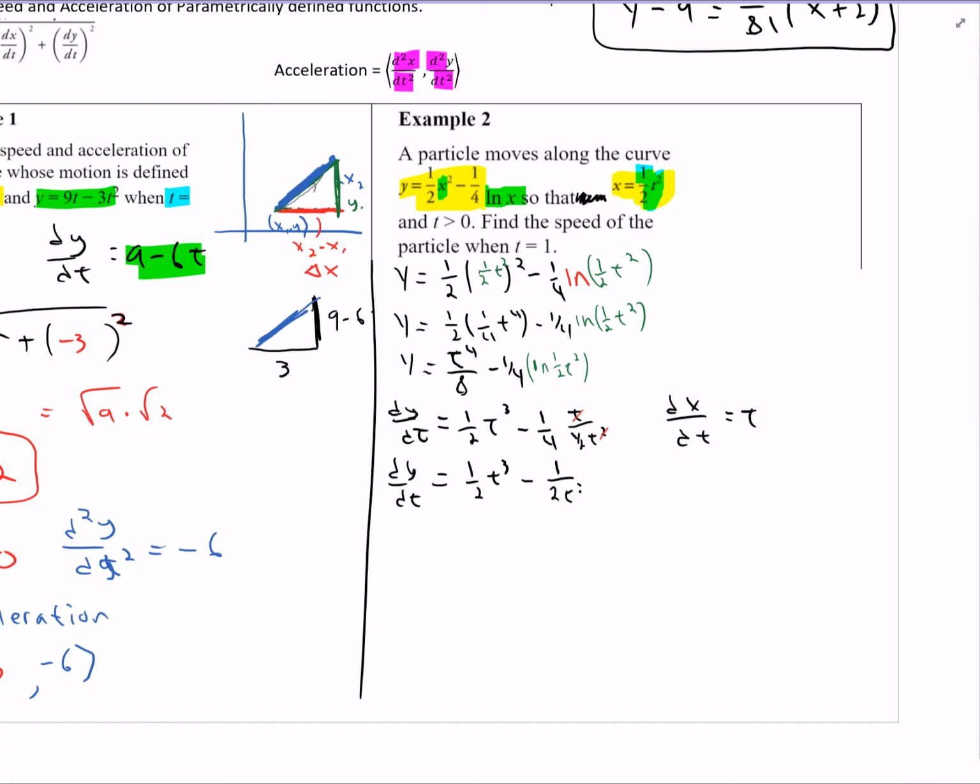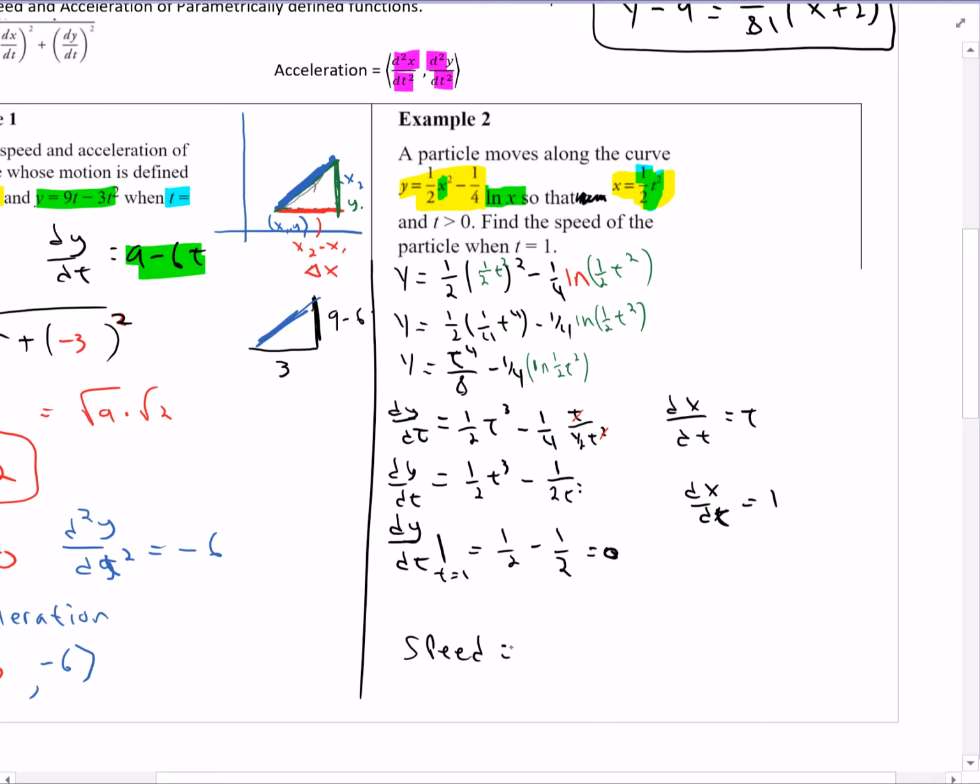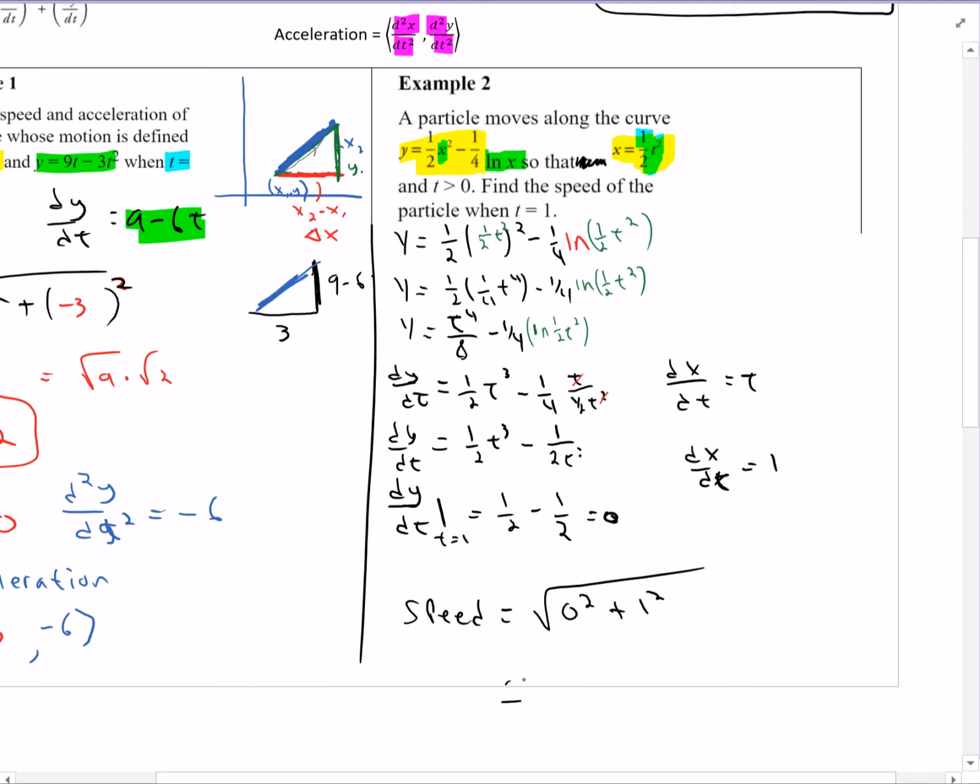So now we're ready to plug in our t value to find dy/dt, the numerical value of it, where t is 1. If I plug in 1, we're going to get 1/2 minus 1/2, which is 0. So all that work just to get 0. Isn't that nice? And dx/dt is 1. You plug in 1, you get 1. And so the speed is going to equal the square root of 0 squared plus 1 squared, which turns out to be 1. The speed is 1. All right, that's that. Let's keep going.